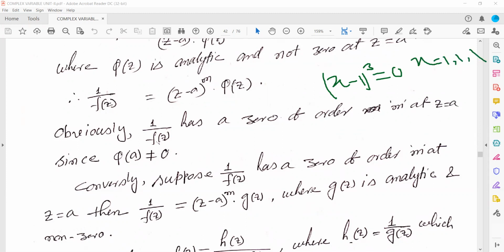So here this phi(z) should not be 0, so that means this is equal to 0. And this is equal to 0 means a will come how many times? m times. So z equal to a is the 0, and it will come m times. So z equal to a is the 0 of order m.